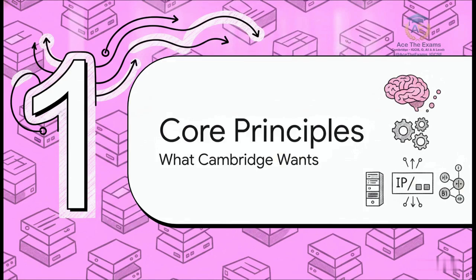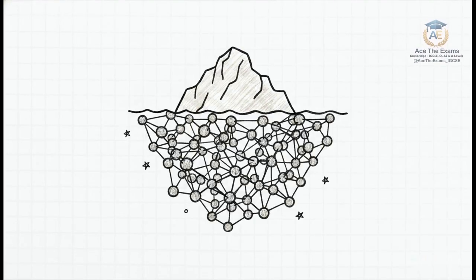Section 1. Core Principles. What Cambridge actually wants from you. Okay, if there is one phrase you remember from this entire section, let it be this: analytical depth over superficial breadth. This is exactly where our hypothetical student, Alex, goes wrong. Alex tries to memorize 100 different little facts about networking, but rote memorization won't cut it here. You have to take the underlying principles and apply them to totally unfamiliar, messy networking contexts.